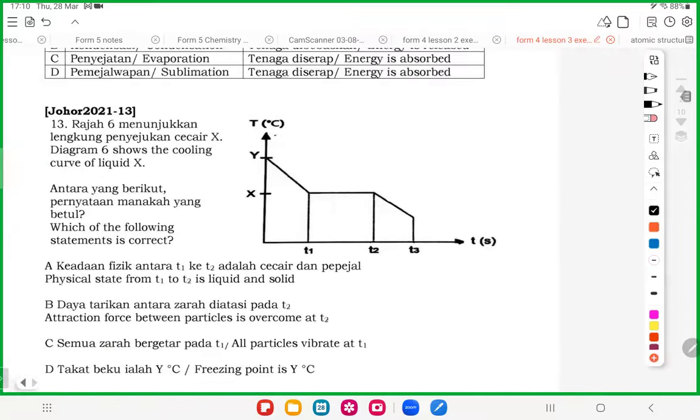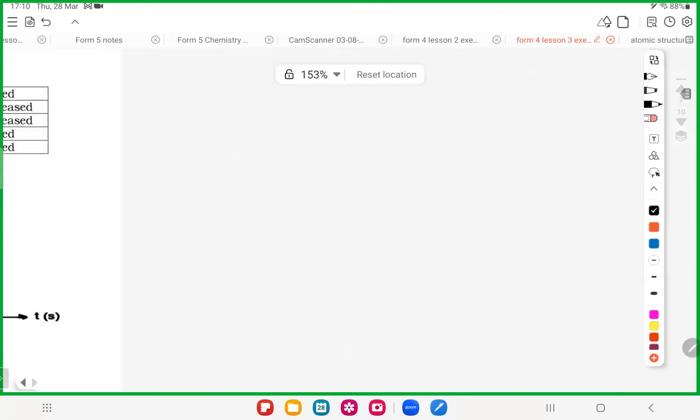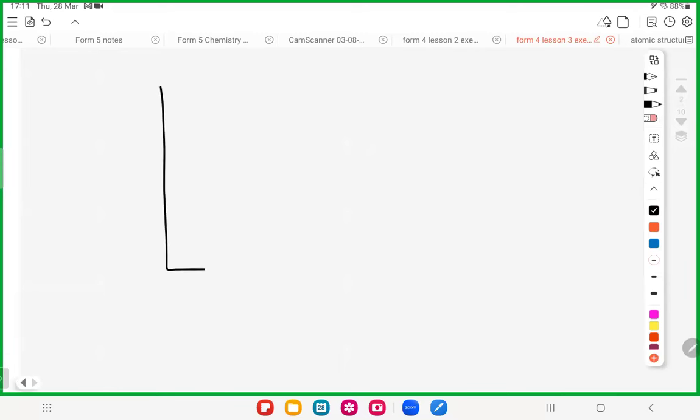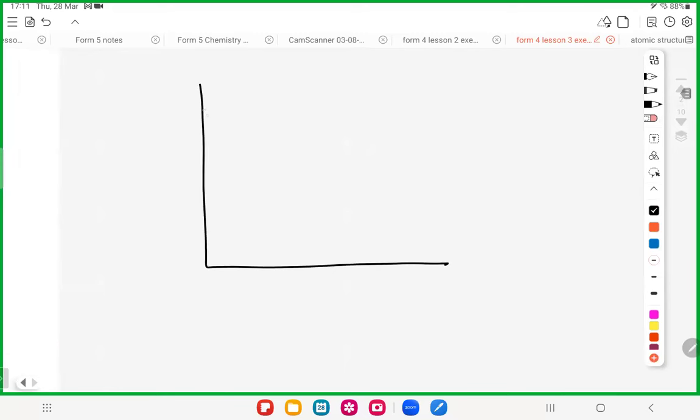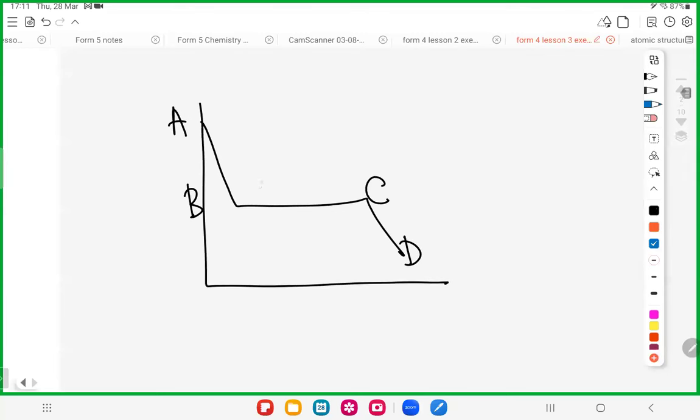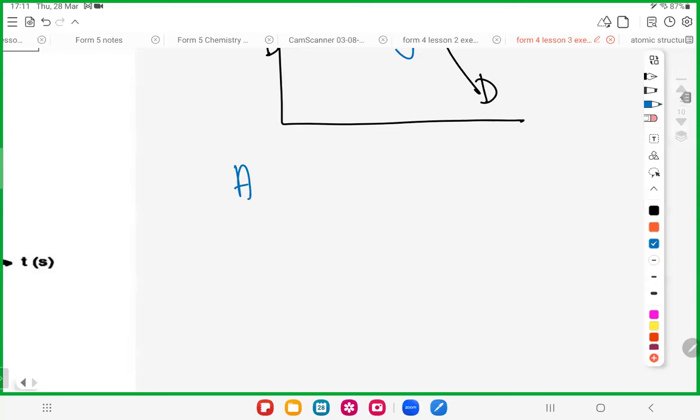All right, come. Last week, we also learned what happened during the cooling process. Let's say, initially, this is my cooling curve. Let's see what happened from here to here and here to here. Let's say this is process A to B, this is process B to C, C to D. Let's say this is a freezing process. We want to know what is happening from A to B and what is happening from B to C. Let's look at A to B first.